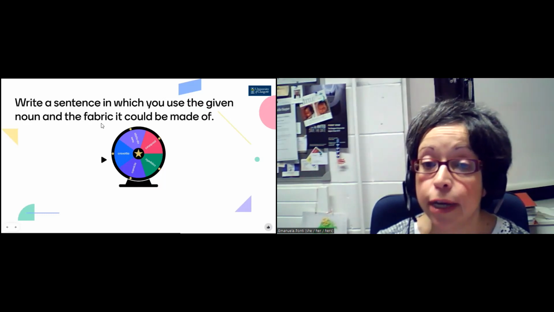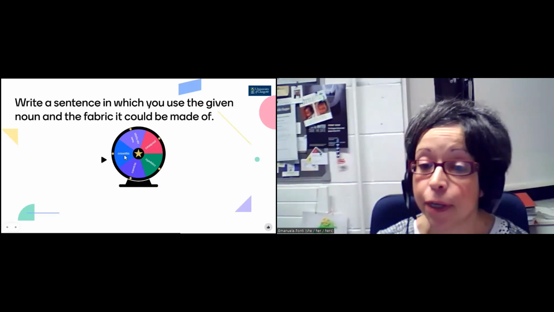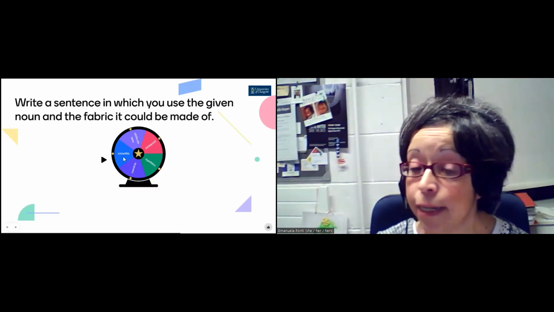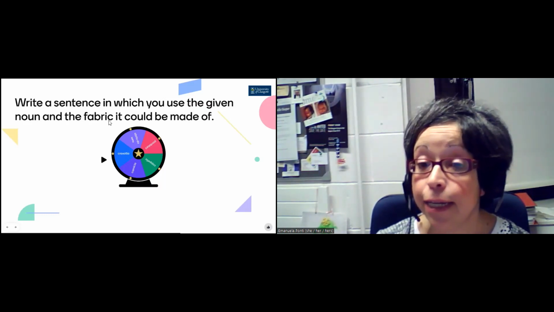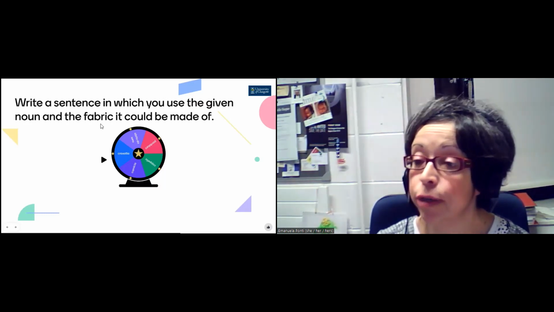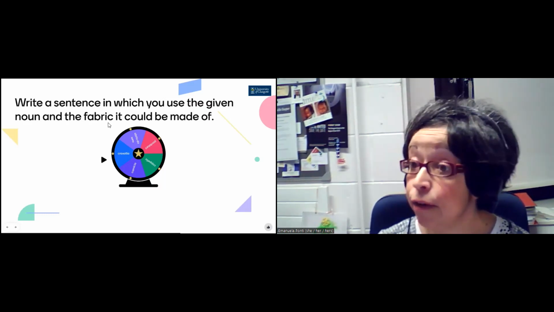And also we were focusing on fabrics. So basically the students had to work in pairs or in small groups and write down a sentence with the noun highlighted by the wheel. And then in the sentence, they also had to use a type of fabric. So we had studied in class this vocabulary related to clothing and fabrics.